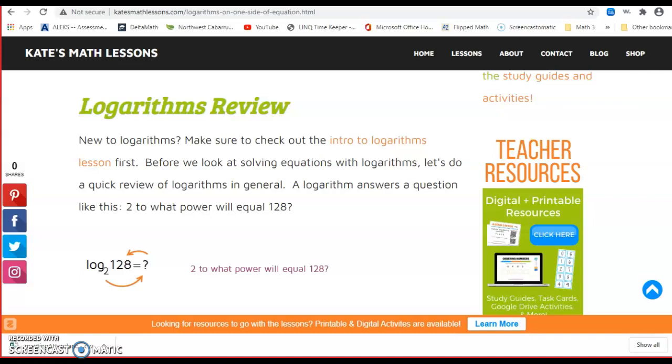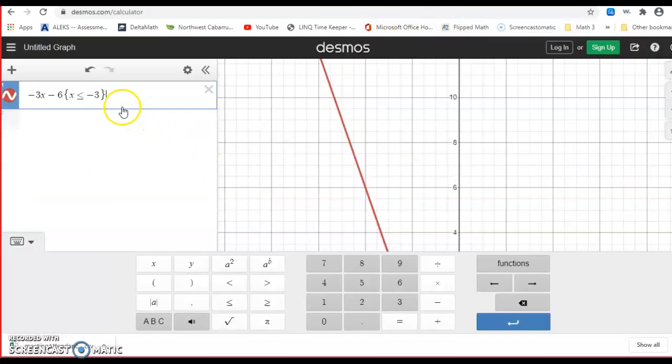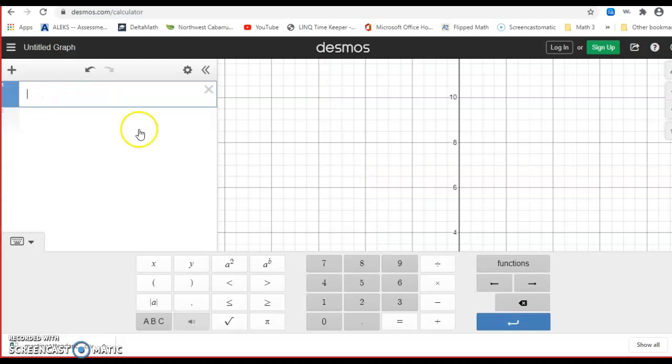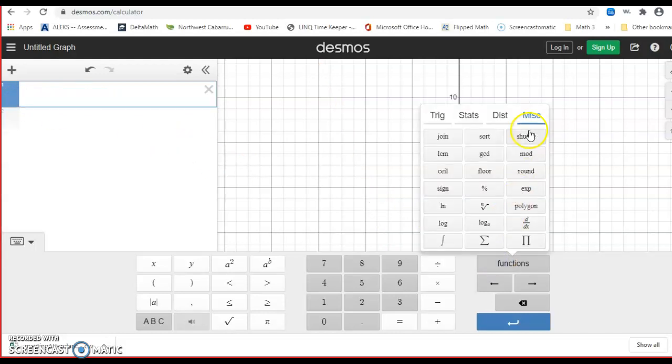All right, so what we're going to talk about today is solving log problems where there's only a log on one side. In other words, both sides don't have a log on them, just one side. Number one, first thing you're going to do is check to see if you can simplify the log itself. By that I mean the argument and the base are both numbers. So if I have log base 2 of 128, I can do that in my calculator, or you can do it in Desmos.